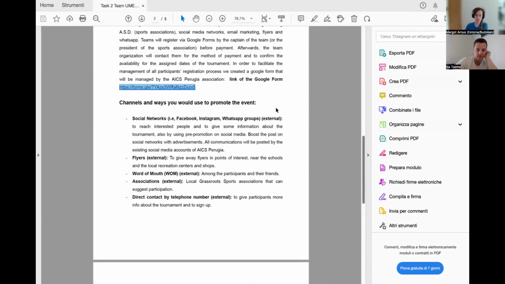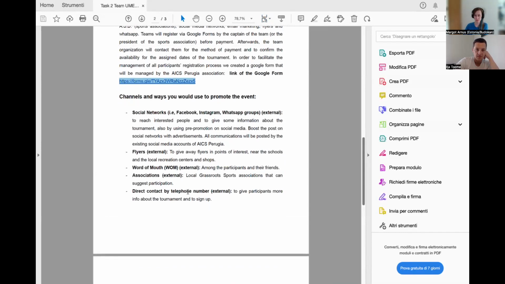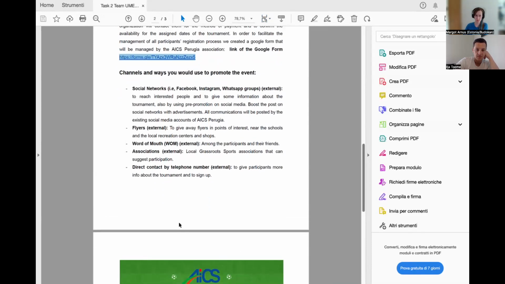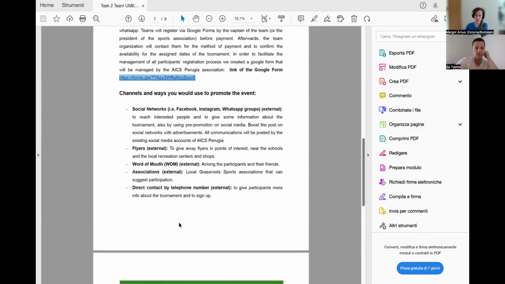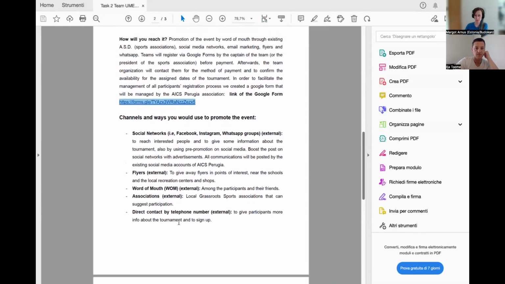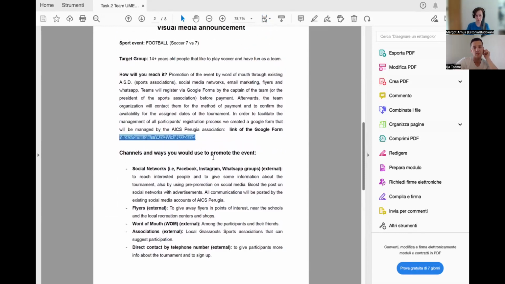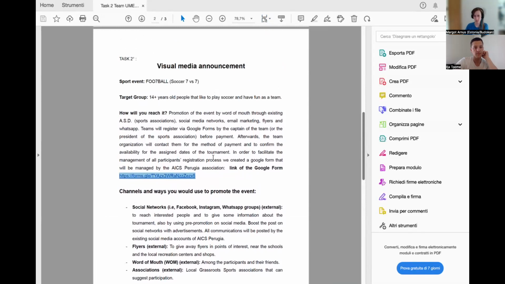So some of the channels are different, because this is a tournament. This is not the summer camp with all the kids. In this case, we're communicating through social networks, with a little bit of similar elements to the previous one. This one is mostly on social networks. Then how we reach them, besides word of mouth, which is common to the summer camp, this one is greatly based on the association of Perugia. So it would be Perugia based.